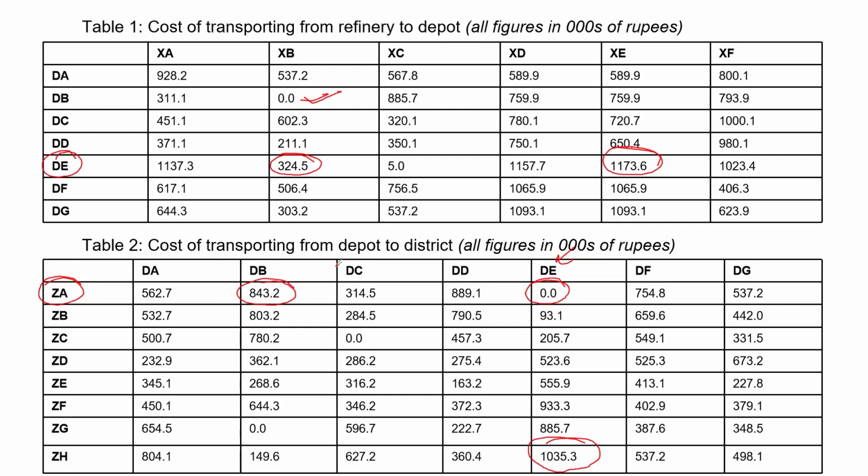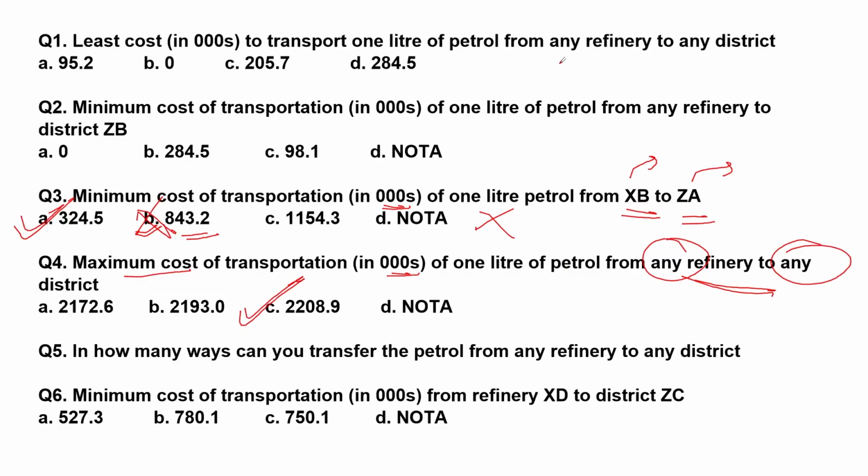Again, there may be many possibilities. And if you could see, there are confusing numbers. Like this is 1173.6 and you can see this number is very similar. If you look, you can make a mistake. You can take this rather than this. So this is again a thing of mind games. So you have to be very, very careful. Okay. Let's move to the next question.